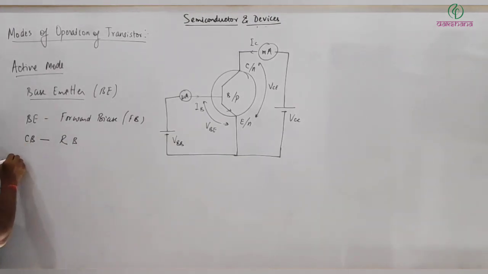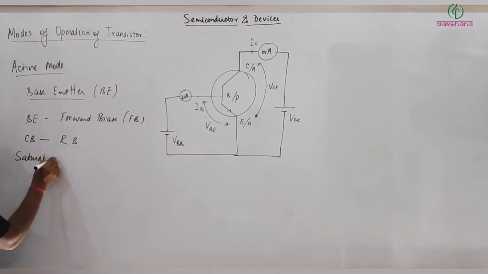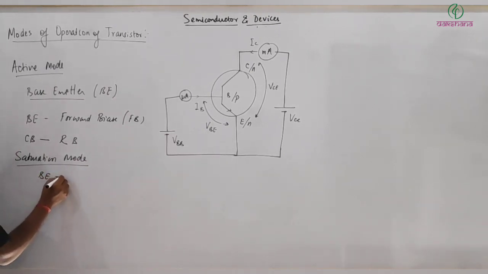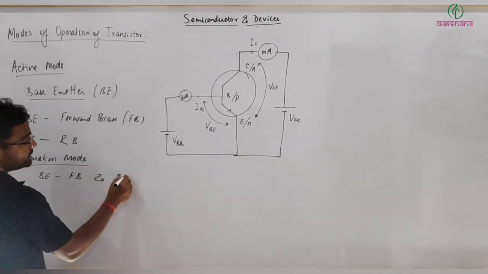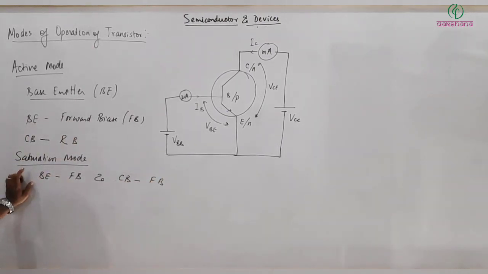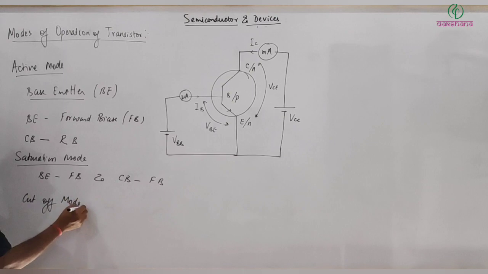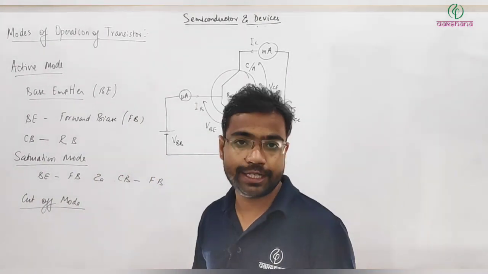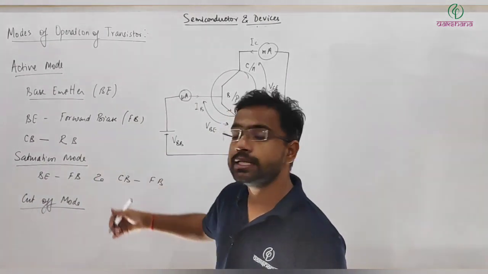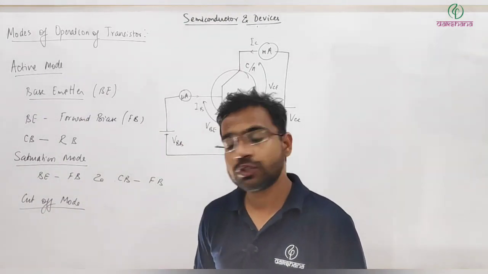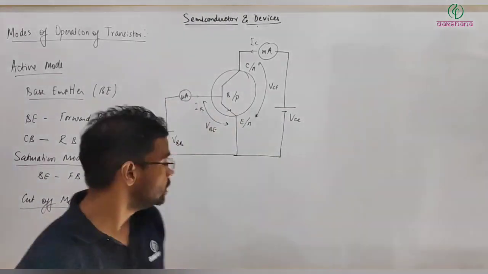Similarly, another one is saturation mode. When the base emitter junction is in forward bias and the collector base junction is also in forward bias, then your transistor will be in saturation mode of operation. Another one is cutoff mode. The behavior of the transistor in all these three modes is different. That's why it's important. We will see that the transistor works like an amplifier only in active mode. A transistor can be used as a switch when it is operated in saturation and cutoff mode. So that's why it's important.